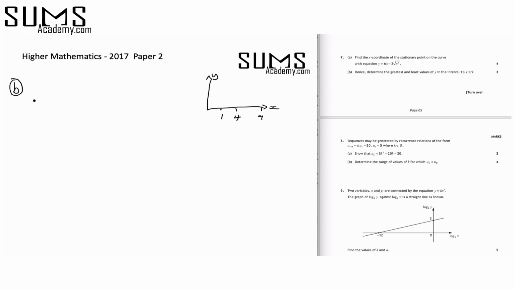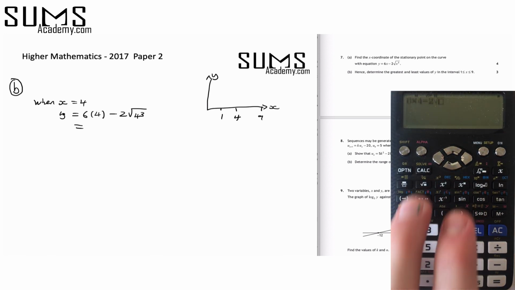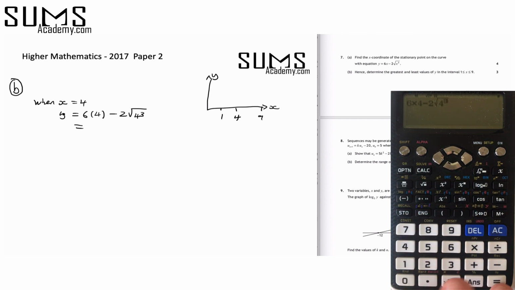Okay, so we'll do when x equals 4 first. When x equals 4, y is going to equal 6 times 4 minus 2 times 4 to the power of 3 over 2. I'm going to just put it into my calculator to save time. 6 times 4 minus 2 root 4 to the power 3 equals 8.